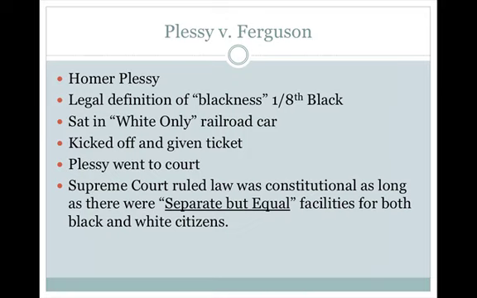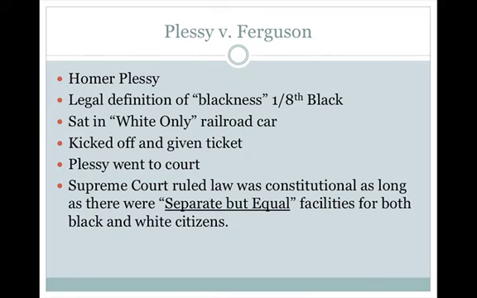He bought a ticket and sat in the white-only railroad car. He did this knowing that he would get kicked off, or at least be given a ticket. The idea behind this was to challenge this law and eventually take it through the court system. That is an effective way to get a law changed, is sometimes use the court systems. If you can't get your congressmen or your legislatures to change a law, then go through the court system and have the courts determine that that law is unconstitutional.